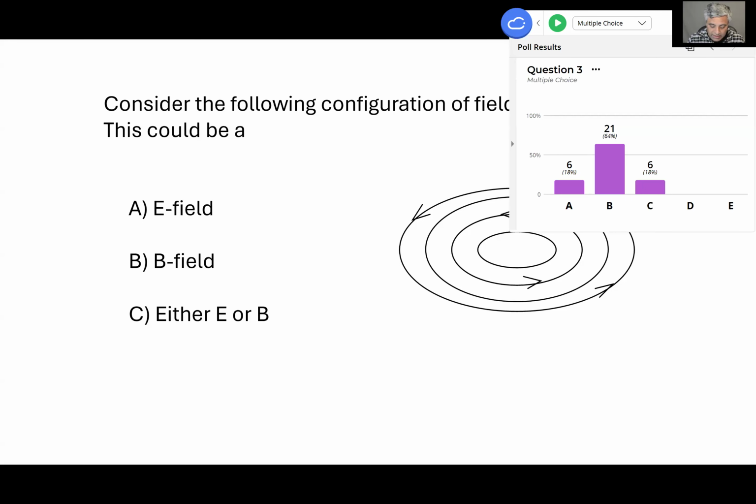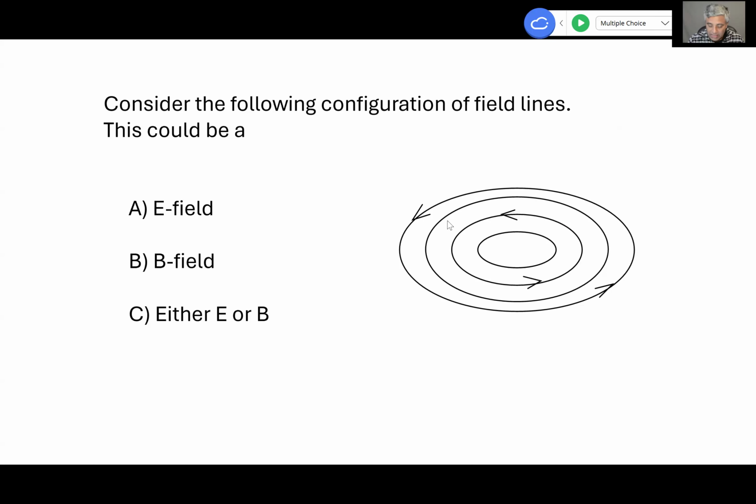So B field, yes, that's what we have seen, right? When current passes through a wire, we point thumb in that direction and B field circulates, right? So that's what we have learned so far. But it turns out it could be either one of those, okay? Electric field can also circulate, and that's what we're going to talk about, okay?